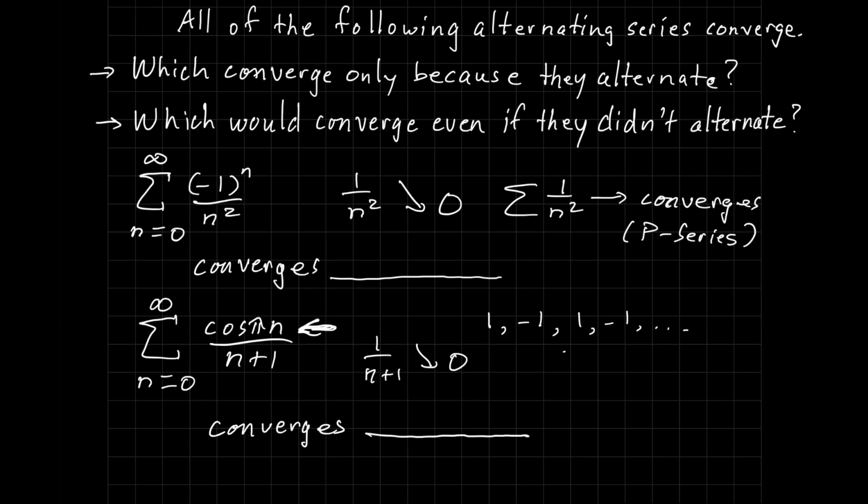But what about the series 1 over n plus 1 that doesn't alternate? I know that this one diverges. You have a couple choices. You can either do the integral test, or I would do the limit comparison test personally. But either way, I know that that series converges only because it alternates.